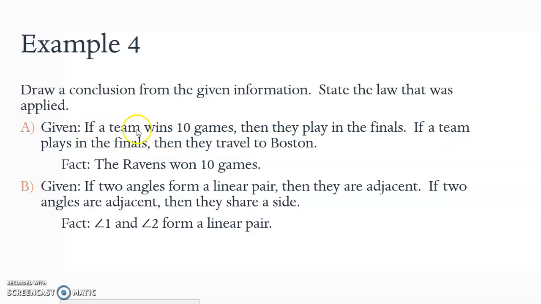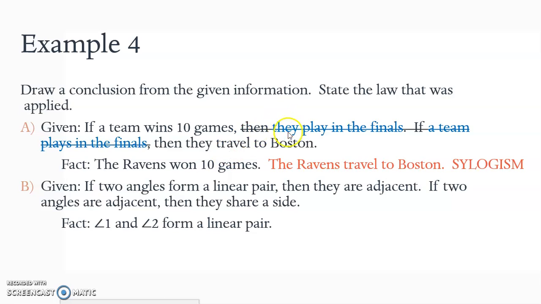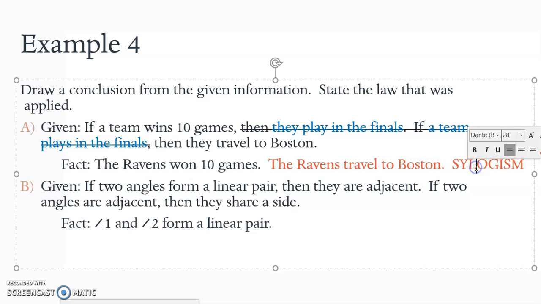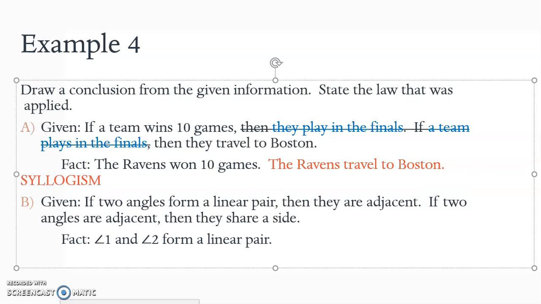They told us that the Ravens won 10 games, so the Ravens are traveling to Boston. So I notice that these parts repeated, I crossed out the repeated parts, and I combined these two parts. So the Ravens won 10 games, so they're traveling to Boston, and this is syllogism because I had two sentences and I crossed out the part that repeated. And I accidentally spelled syllogism wrong. It's supposed to have two L's.